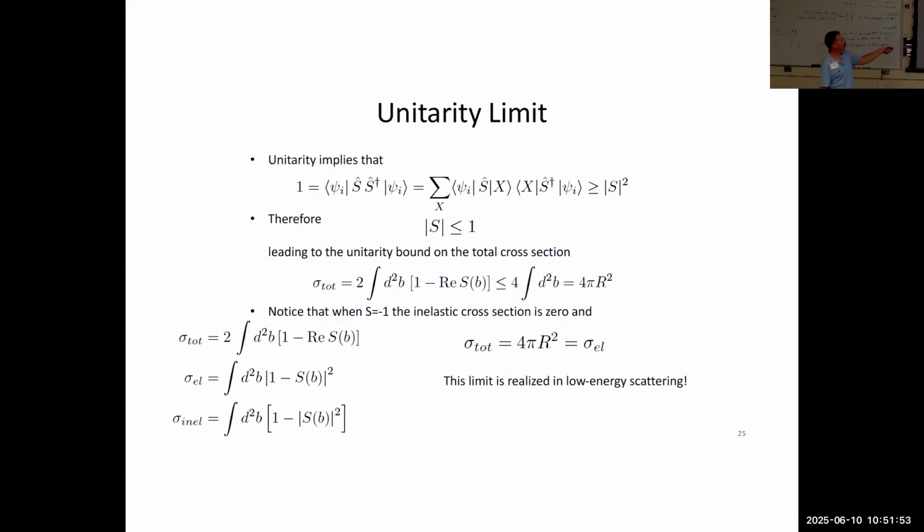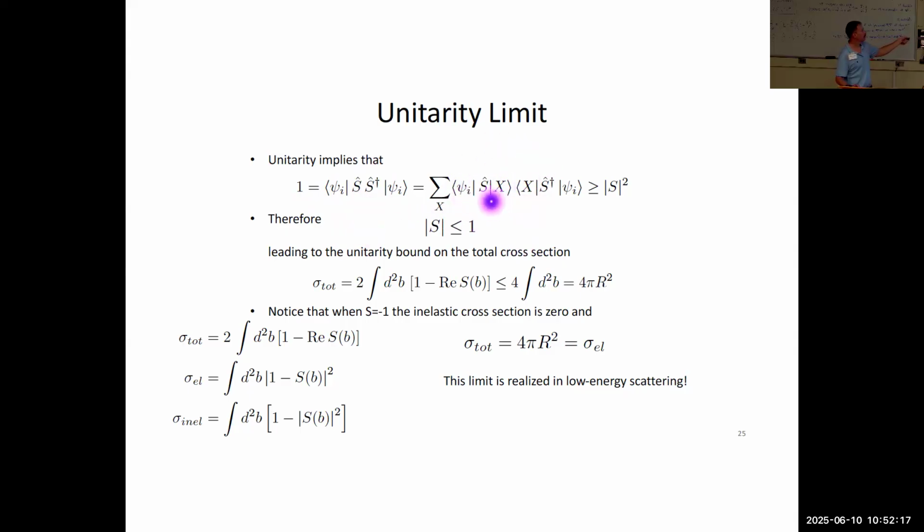Well, you do the following trick. You say S is a unitary operator, so S S dagger is 1. The matrix element of S S dagger is also 1, right? Because S S dagger is 1, the matrix element of a unit operator is still 1. On the other hand, we do the standard quantum mechanical trick and insert a complete set of states X between S and S dagger, right?